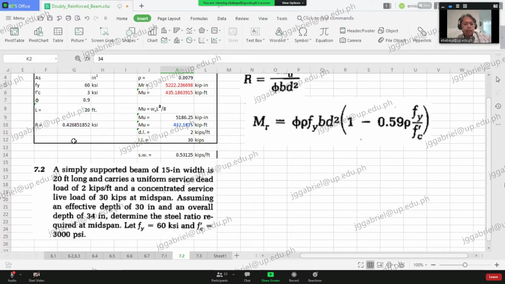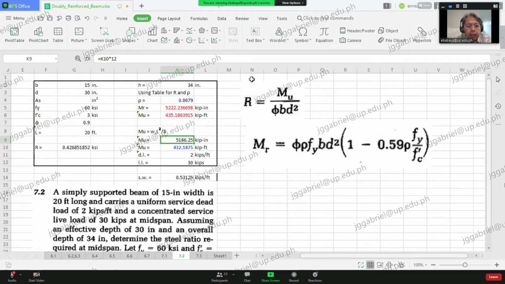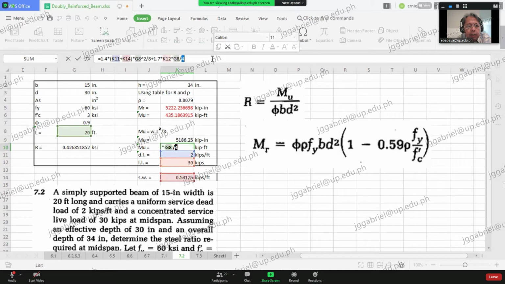First, we compute for MU particularly. Now, to get MU, you get K10 times 12. This is K.